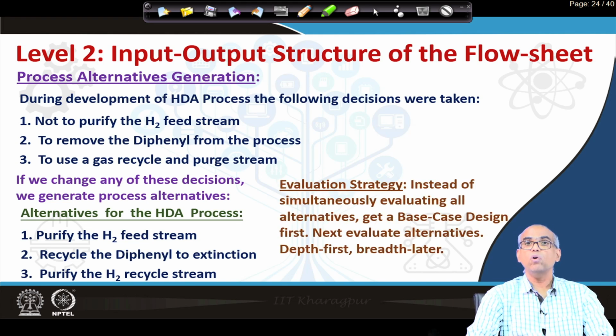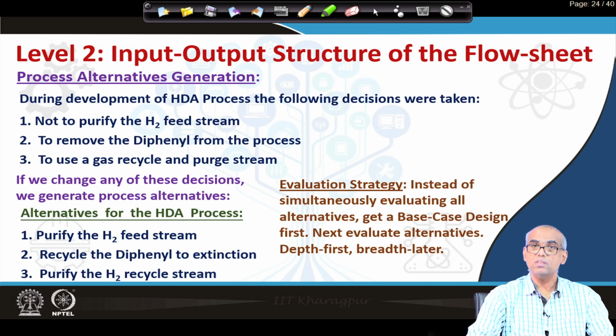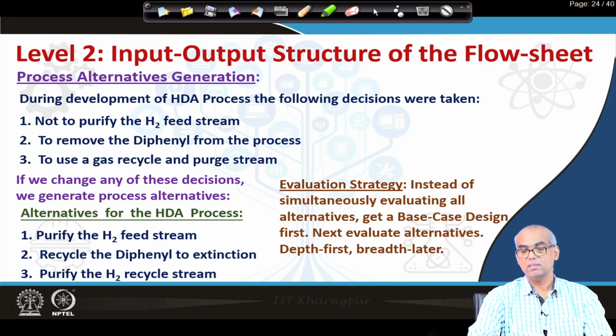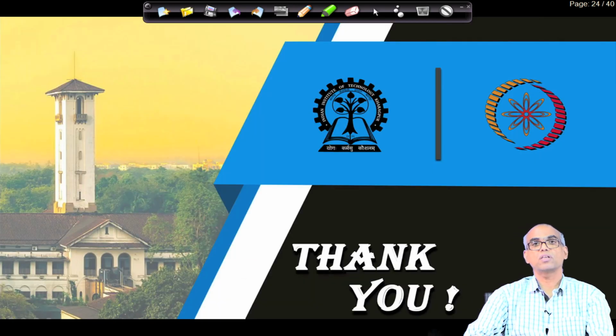Now, we will follow the evaluation strategy which goes as follows. Instead of simultaneously evaluating all alternatives, we will first try to get a base case design and next we will evaluate alternatives. So, we will first search depth and then we will search along the breadth. So, depth first, breadth later, we will adopt. We will first try to get a base case design and then evaluate the alternatives. With this, we stop our discussion on lecture 28.